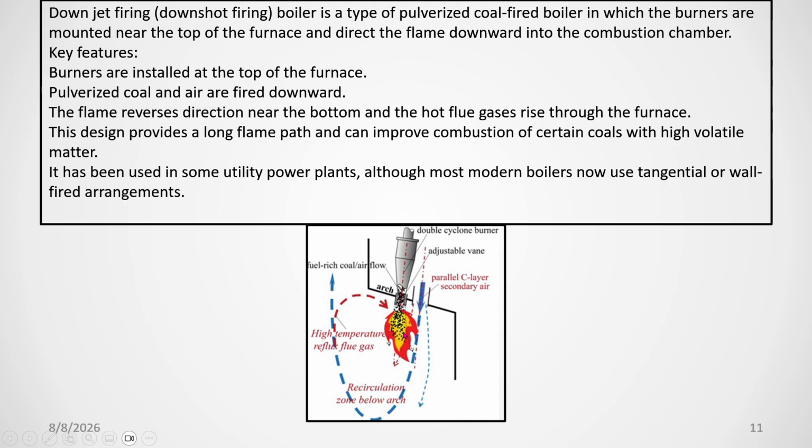This type of top fire burner, normally we try to avoid, because the flame reverses direction. The flame first goes down and then comes back, traveling in the reverse direction. This design provides a long flame path and can improve combustion of certain coals with high volatile matter, but it is not used normally.